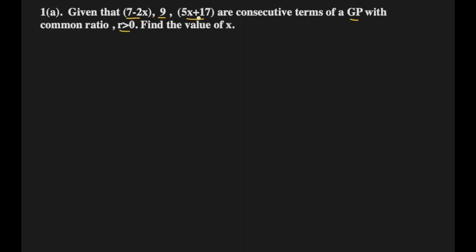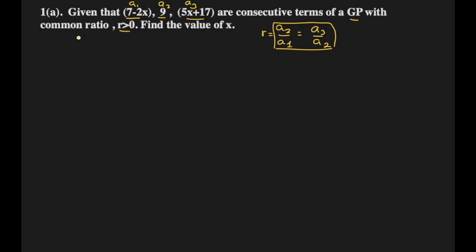So since they are in GP, any term, in this case, because they have given 3 terms, this is A1, this is A2, and this is A3. So any term divided by previous term is r. So A2 divided by A1 will be r. Similarly, A3 divided by A2 will also be r. And we can use these to solve the equation to find the value of x.